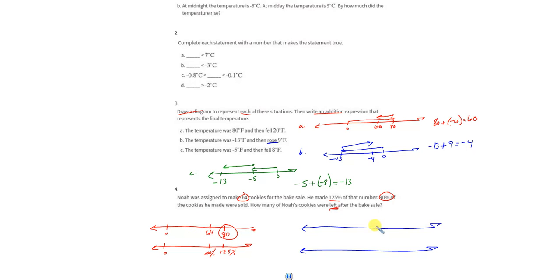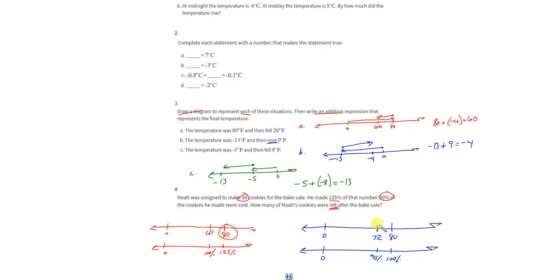80 is now the 100%. So boom, boom, and 100% of Noah's cookies is how many he made, which we now know is 80. We know that he sold 90% of them, so 90 would be about in this vicinity. So we need to find out what that is. We can cross multiply and divide. 8 times 9 is 72. So this would be 7,200 divided by 100. That's just going to be 72. I just cross multiplied and divided. He sold 72 of his 80 cookies.